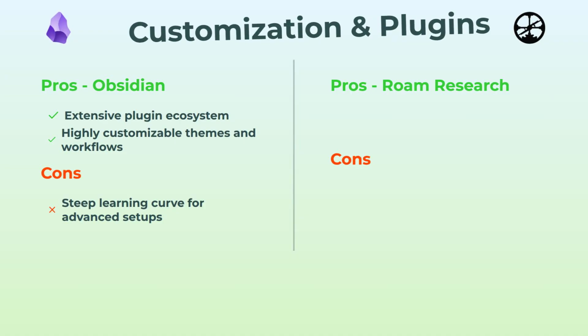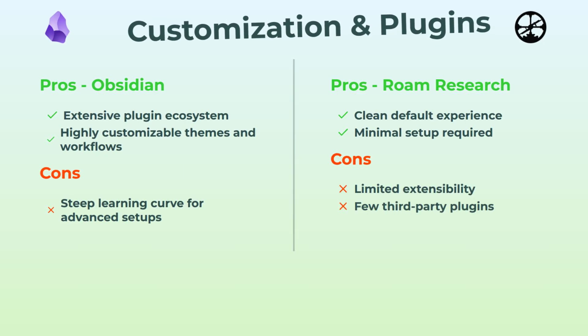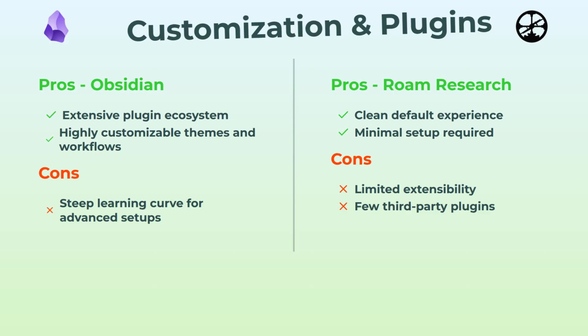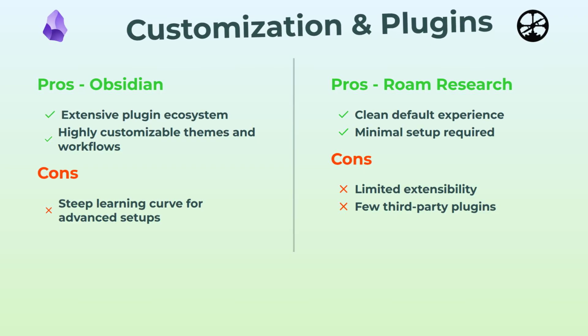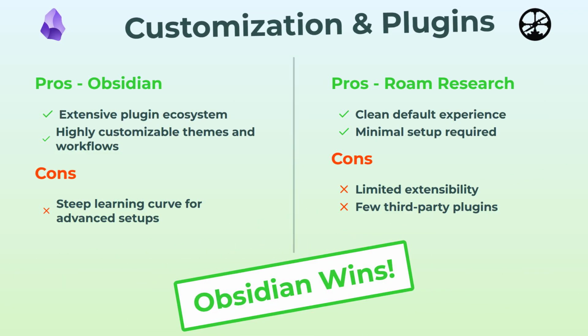Roam, on the other hand, keeps it super simple. What you see is what you get. Clean interface, minimal setup. Great for folks who want less tinkering. But if you're thinking, hey, I'd love to jazz things up, Roam's pretty limited for that, and there aren't many third-party plugins. So yeah, Obsidian easily wins in customization. There's just so much more you can do.